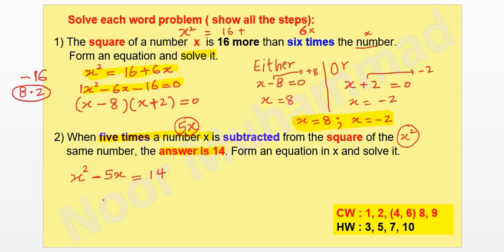Now remember, what mistake do most of the students make? They write 5x minus x squared. Please remember it. You are subtracting this 5x from x squared, not x squared subtracted from 5x. Clear? So this is the main mistake students mostly make. So this is the equation now.